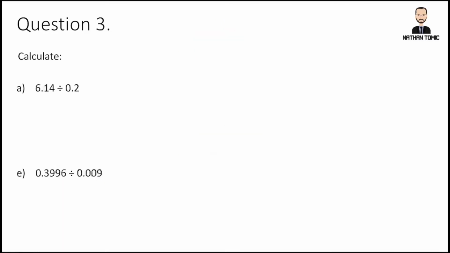Question 3 says to do some more calculations, but this time we're going to be dividing by decimals as well. So this is the second key idea we looked at, which is turning the dividing decimal into a whole number. For the first example, we're going to have to move it 1 spot to make it into a 2. So we're going to move this 1 spot as well. So what we end up with is 61.4 divided by 2. So we've moved the decimal point on both sides of it by 1 spot.